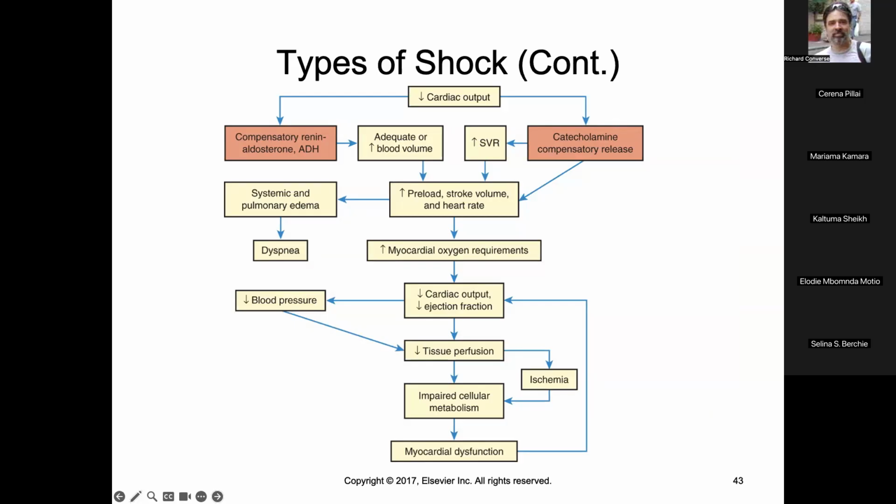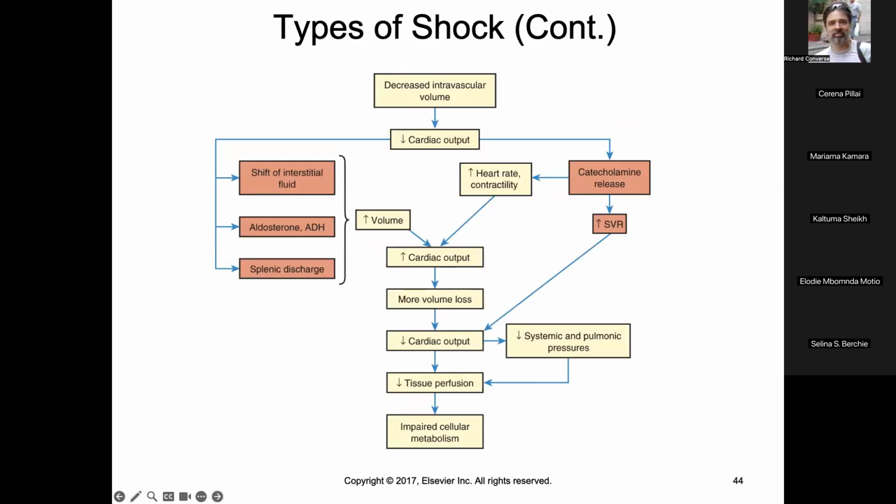Okay, so this increases the preload, the stroke volume, and the heart rate. This can lead to systemic and pulmonary edema and dyspnea. Okay, an increase in myocardial oxygen requirement results in a reduction in cardiac output and a reduction in ejection fraction. This reduces tissue perfusion. This leads to ischemia, which reduces cellular metabolism and causes myocardial dysfunction, and the loop repeats and repeats. And of course, blood pressure goes down and down and down as a result of this.